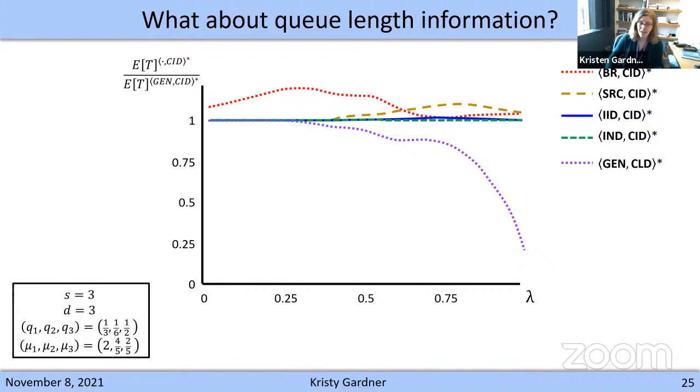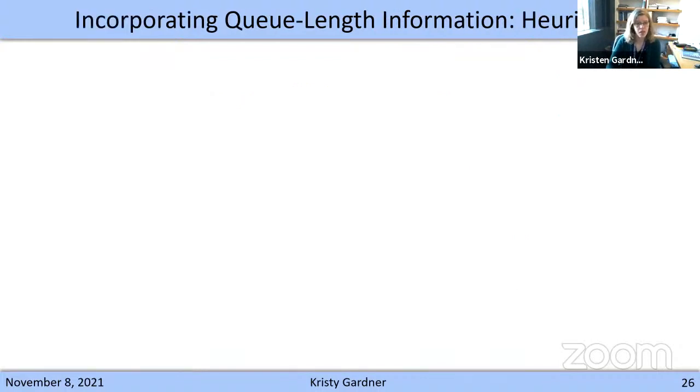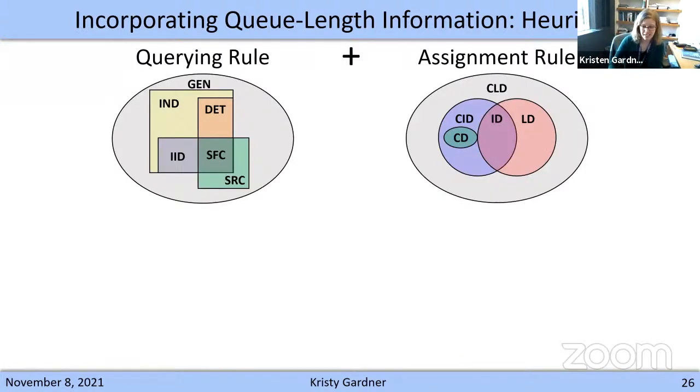Now, the problem here is that CLD policies are typically much harder to analyze than CID policies. And so optimizing CLD policies is a lot more challenging. It's not as easy to find those really good policies under CLD. So we wanted to come up with some heuristics that will allow us to find good CLD-based dispatching policies without having to go to the trouble of actually analyzing the full space of CLD policies.